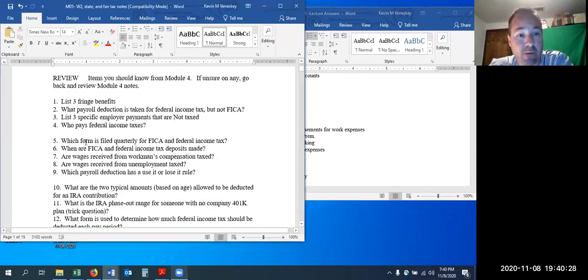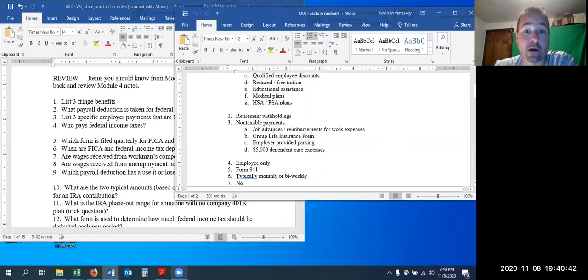All right, number 2: what payroll deduction is taken out for federal income tax, but not FICA? This is something you take out of your paycheck, but for FICA purposes it's still counted. Remember, that is your retirement. Any type of retirement withholdings, they take out for federal taxes, but not for FICA.